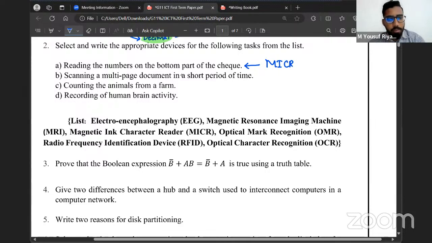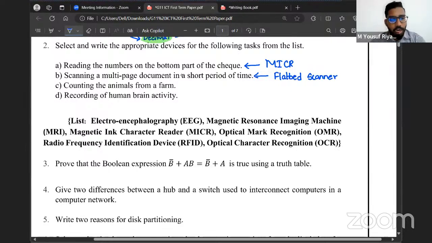And then scanning a multi-page document in a short period of time. What should you use for this? To scan a document, it's direct. The question itself has the answer. Exactly. You can use a normal scanner. You can just mention the word scanner, but it's better if you can mention which scanner. For this, you can use something called a flatbed scanner. The normal scanner which you see in the shops, right? They're called flatbed scanners. So to be more precise, let's mention flatbed scanner.